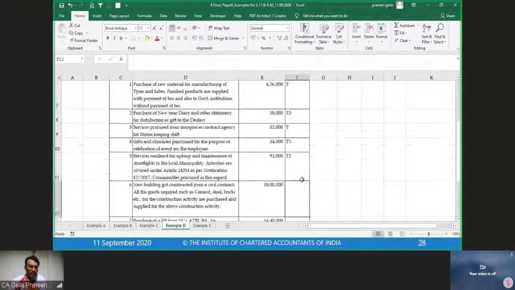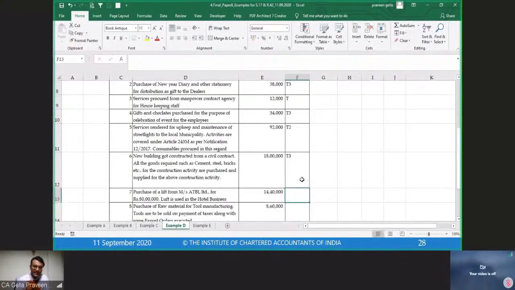Next, a new building got constructed from a civil contractor. All the goods as required, cement, steel, bricks, etc., for the construction activity are purchased and supplied for the above construction activity. Now, the new building I will capitalize in my books of accounts. Then 18 lakhs, whatever I have paid, again covered under section 17(5). I call that T3.